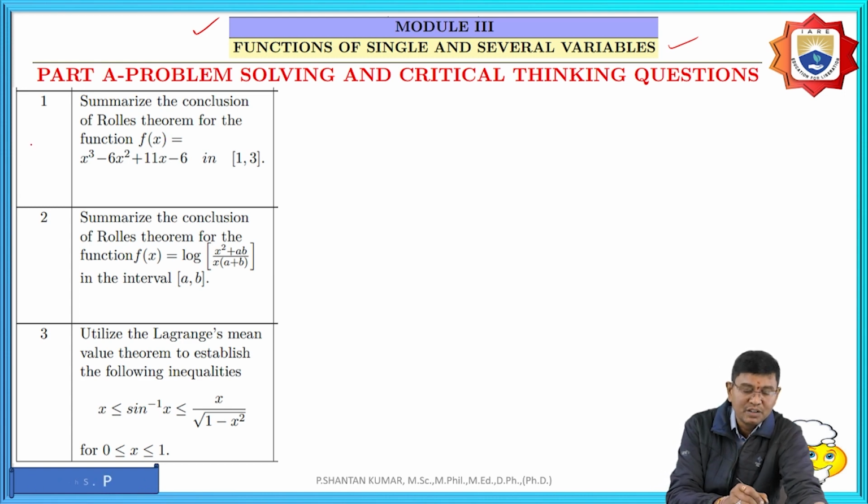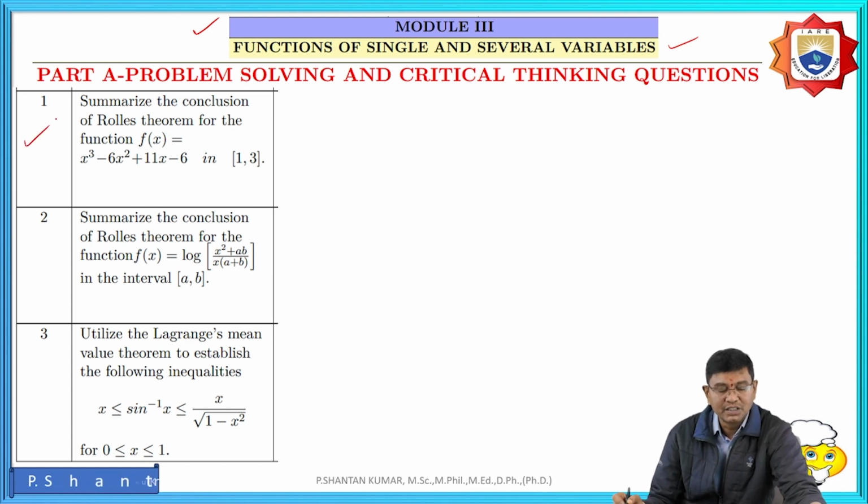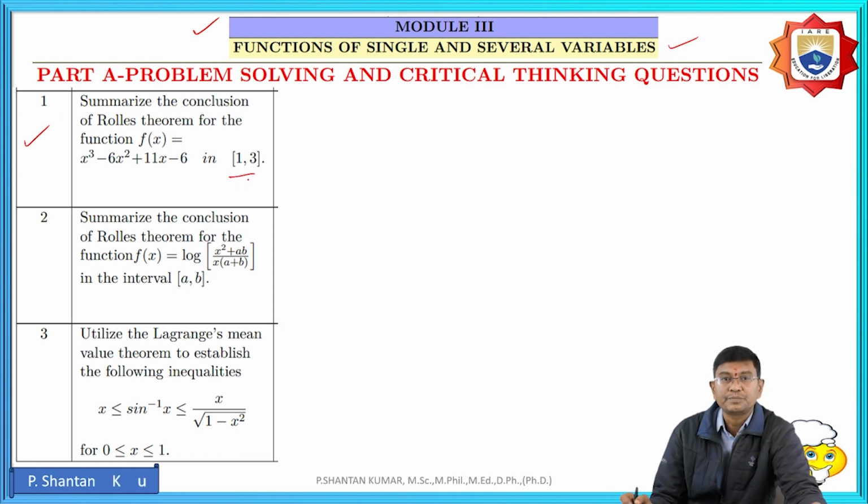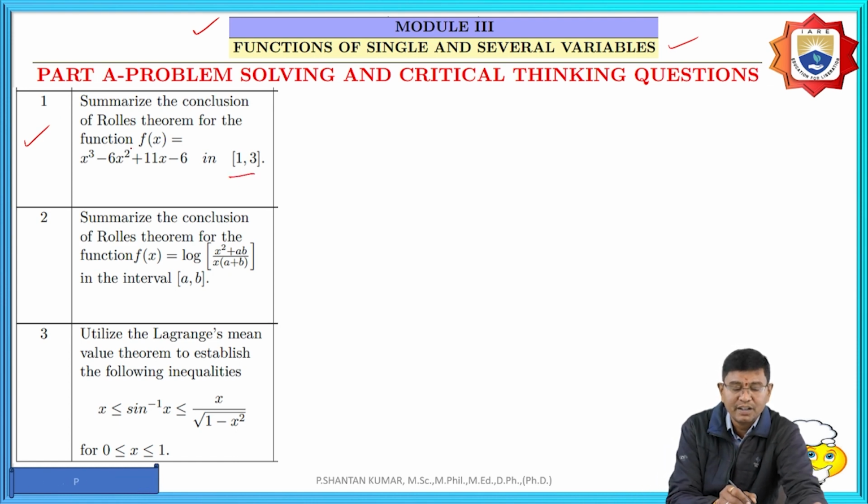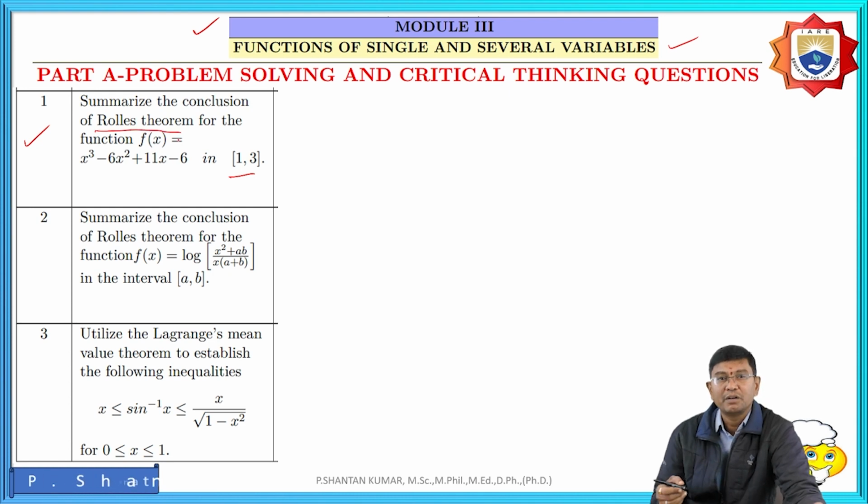Here the first one: summarize the conclusion of Rolle's theorem for the function. The given function f is clearly given, and the interval is also clearly given as 1 comma 3. Based upon that, we need to find out whether Rolle's theorem is applicable or not, and to find the solution if it is applicable.